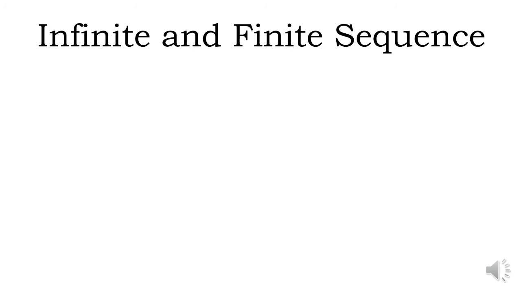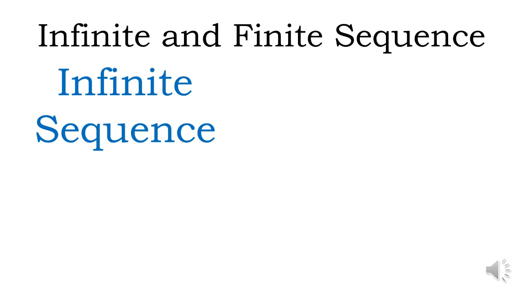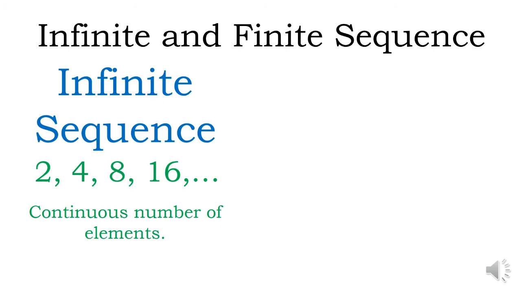We have two important types of sequence, the infinite sequence and the finite sequence. An infinite sequence is a sequence with a continuous number of elements. From its name, infinite sequence, it has an infinite number of elements. So the number of elements for this sequence cannot be counted. For instance, we have 2, 4, 8, 16, 32, 64, and so on. But instead of writing the other terms, we write these 3 dots. These 3 dots are also called ellipses.